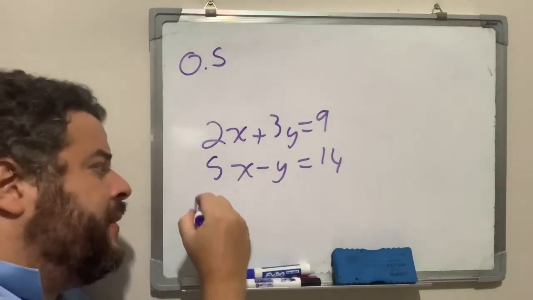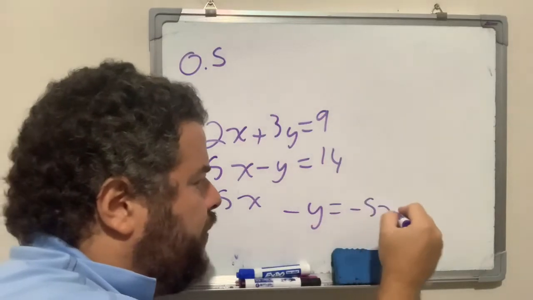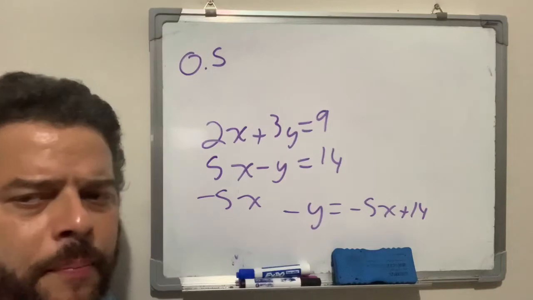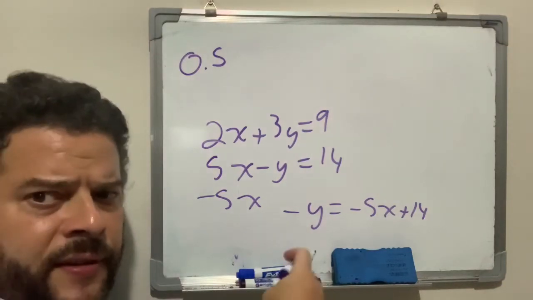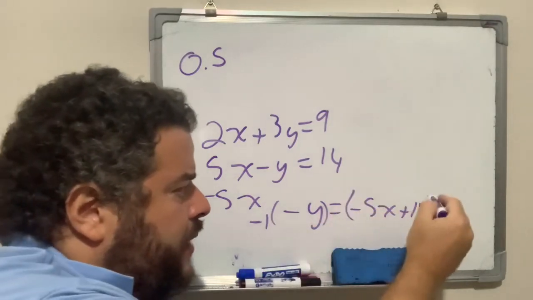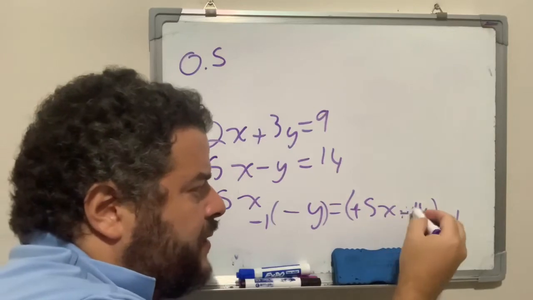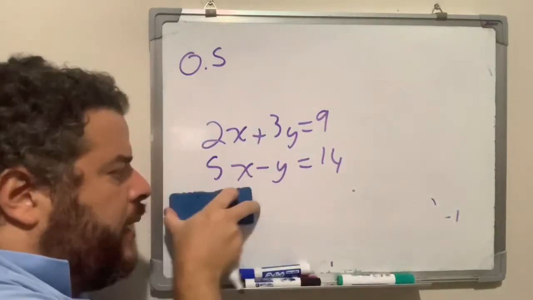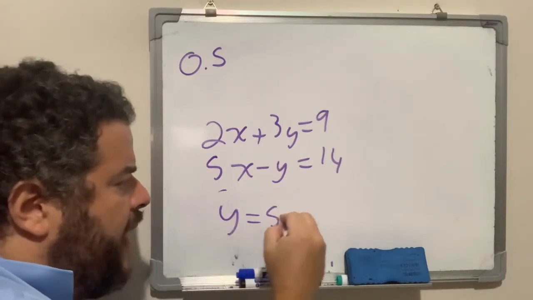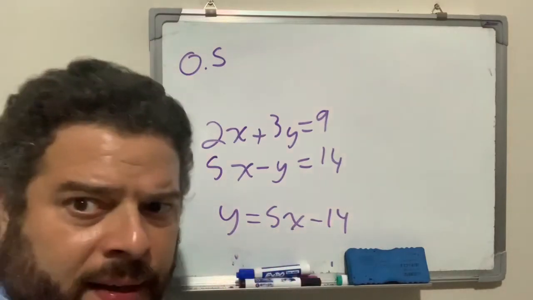So here, when I isolate, I just do minus 5x, and you're left with negative y equals minus 5x plus 14. Now note, you want to end up with a positive y, so since this is an equality, you multiply this side by negative one, and this side by negative one. When you multiply, you end up with positive 5x minus 14. So again, y is 5x minus 14 after you multiply both sides by negative one.